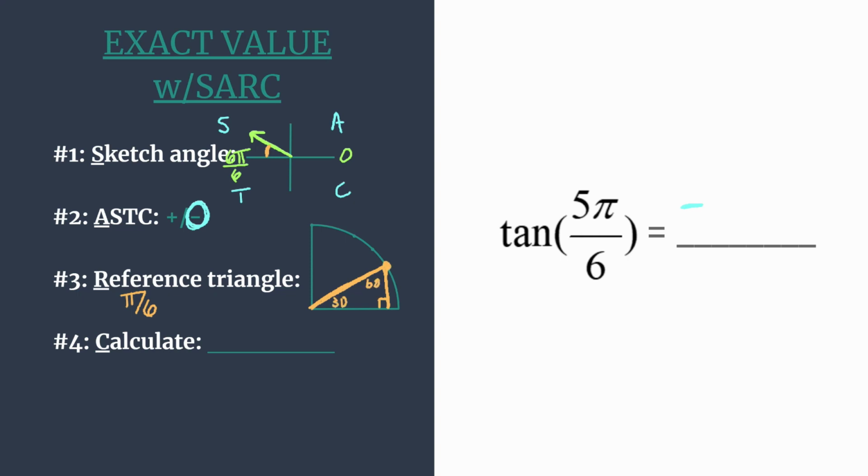Because we have knowledge of these special right triangles, and if you don't, I'll post a link to Unit Circle Basics. Check that out. It's really helpful to know these off the top of your head when you're finding exact values, and probably in many other cases. But we know that the coordinates that go with the special right triangle in the unit circle are square root of 3 over 2, 1/2.